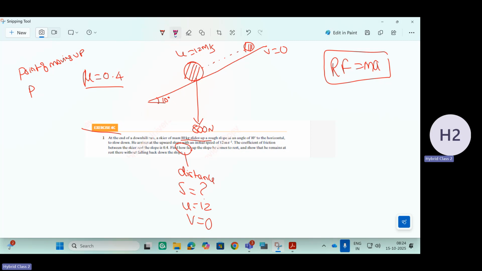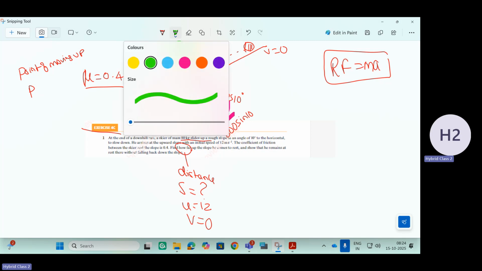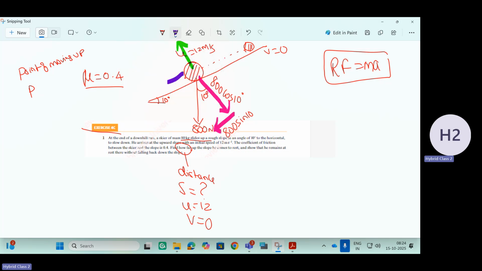Weight is acting here, so I can draw one perpendicular to the plane, one parallel to the plane. So that means the 10 degree will come over here, which means 800 sine 10 will be here, and 800 cos 10 is going to be here. What are the forces to be marked? The normal reaction to be drawn. So the normal reaction is perpendicular to the plane, so it will be correctly perpendicular to the plane. Then friction, which side will it lie? It slides, so friction will lie in the opposite direction. So friction is going to be this side.